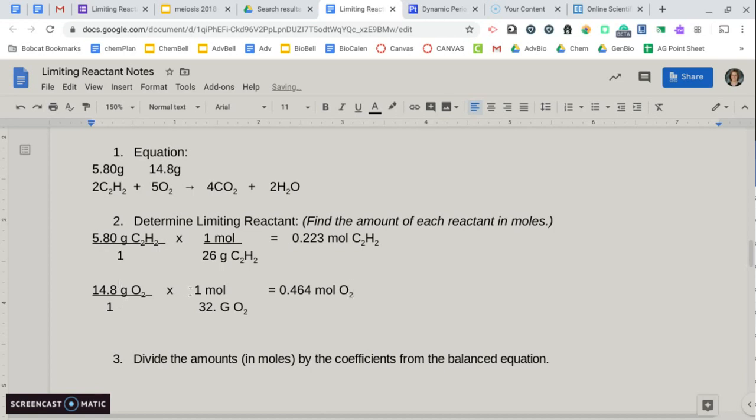Remember, the second step is to go back to your equation and figure out what the coefficient was and divide by that. So I'm going to divide that first one by 2. And I'm going to divide the second one by 5, the oxygen by 5, because that's its coefficient.